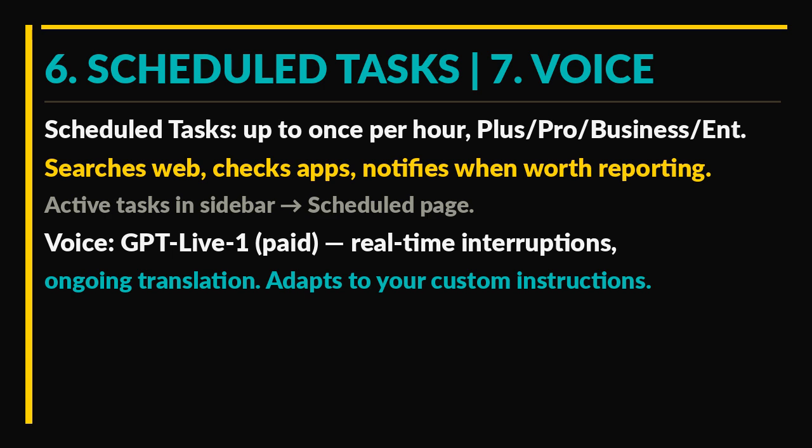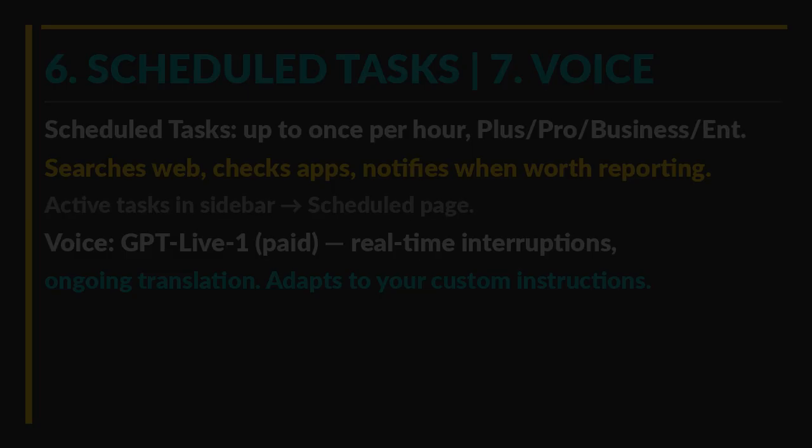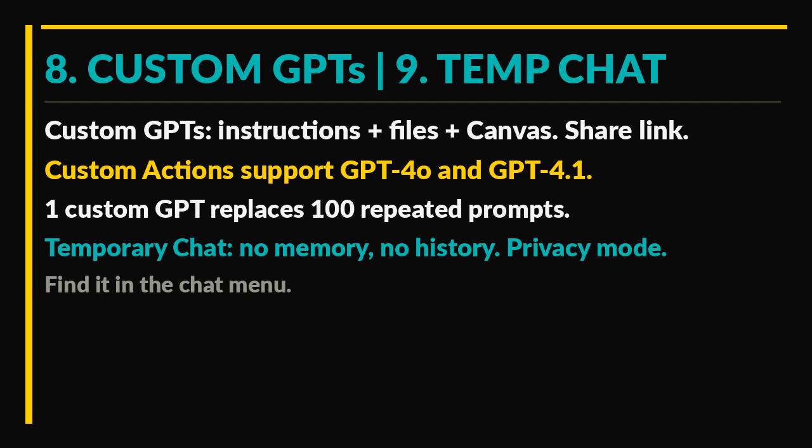Step 8. Custom GPTs. You can build a version of ChatGPT tuned to a specific workflow, a writing assistant with your brand voice, a customer research tool with your company context, a code reviewer with your style guide. Go to the GPT editor, add instructions and knowledge files, enable Canvas, and save. GPTs with custom actions currently support GPT 4.0 and GPT 4.1. Share the link with your team. User-created GPTs are not affected by model retirements.